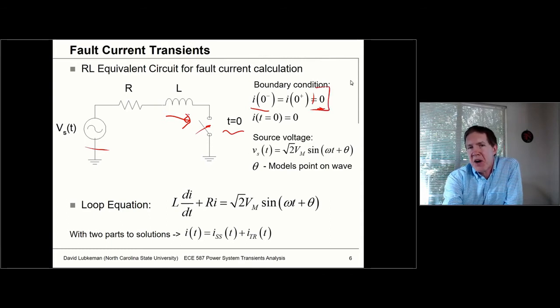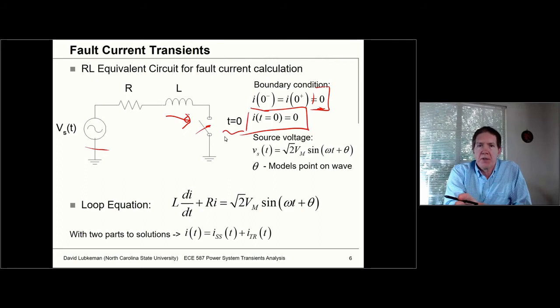And if we want to simplify this, we basically say that the current at time equals 0 is equal to 0. So that's what we refer to as the boundary condition. This is a boundary condition due to the physics, to the fact that the current going through an inductor cannot change instantaneously. And when we talk about capacitors, the voltage across the capacitor cannot change instantaneously either.